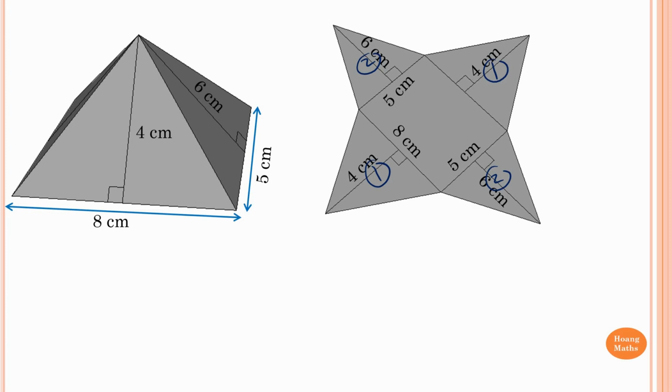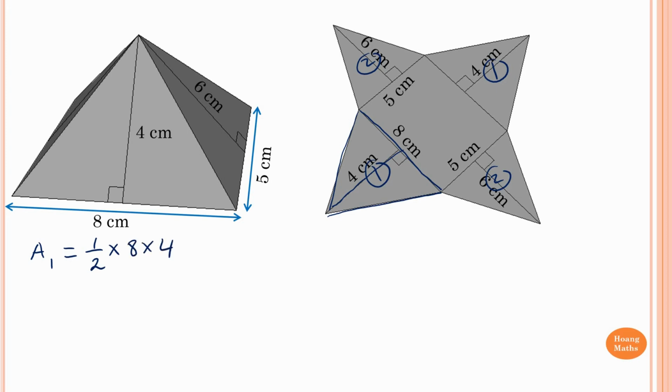So let's work out area 1 first. Area 1, I just write A1. Now area 1 is a triangle, with the base 8 and the perpendicular height 4. Just remember, the area of any triangle is the two perpendicular lines times together, or a half times base times height, if you like. So just write a half times base, which is 8, times 4.